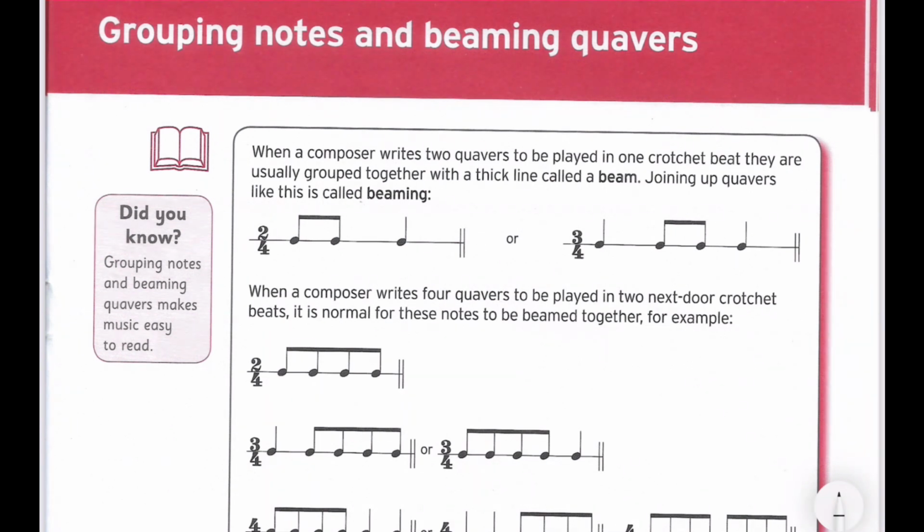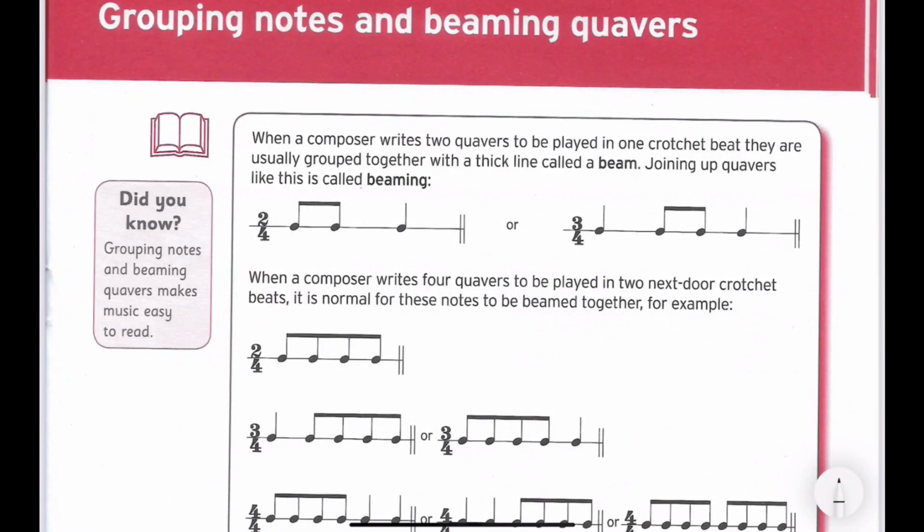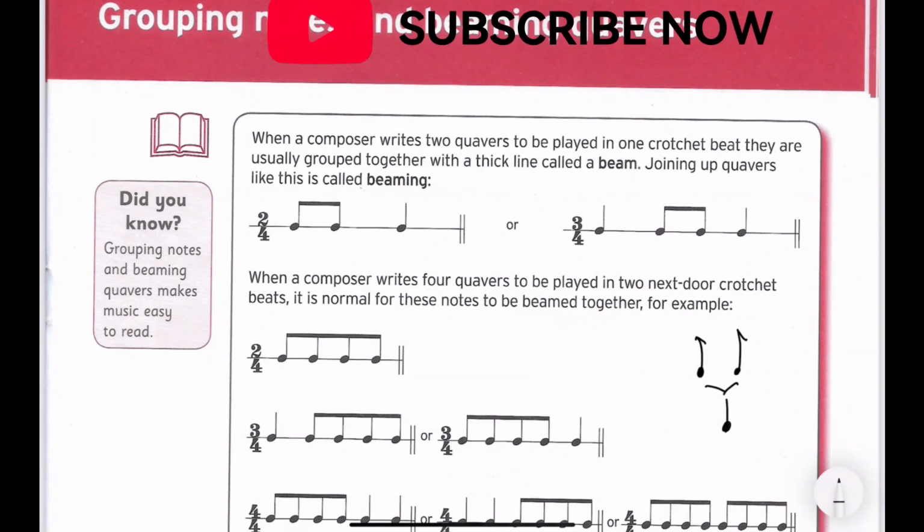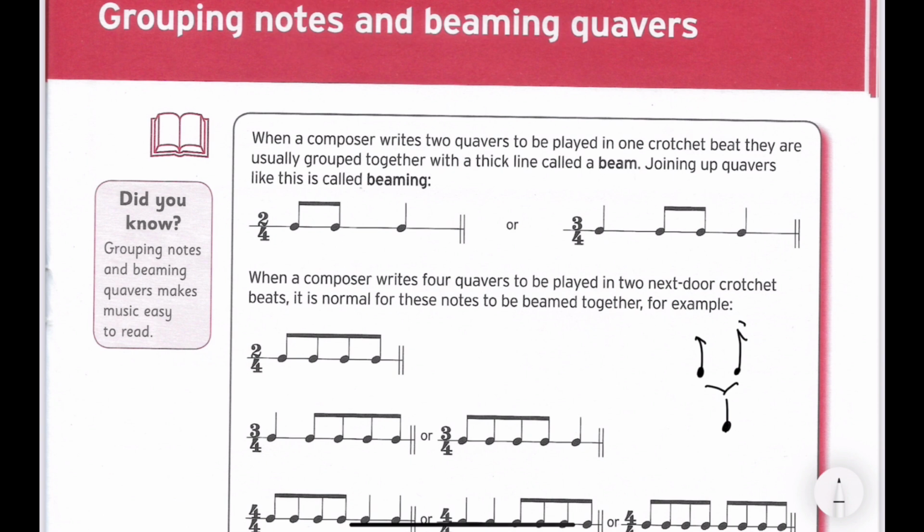When a composer writes two quavers to be played in one crotchet beat, they are usually grouped together with a thick line called a beam. So we know that two quavers, this is a quaver and this is a quaver, are equal to one crotchet beat, right? So whenever you're writing a rhythm or a tune, whenever a composer wants to write these two together as one crotchet, they put the beam on top of them, so they write it like this rather than writing them separately. This is what they mean actually.